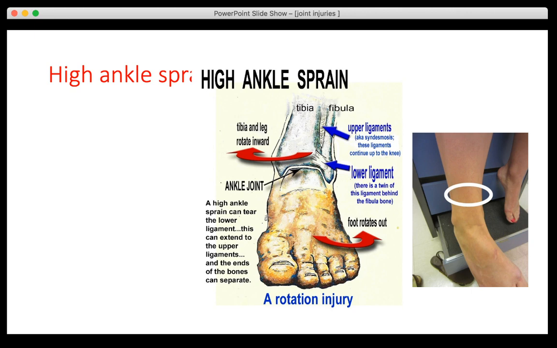A high ankle sprain can tear the lower ligament. This can extend even to the upper ligaments and end at the ends of the bone. So these rotation movements, both outward rotation and inward rotation, rapid rotation, can lead to this kind of joint problem.